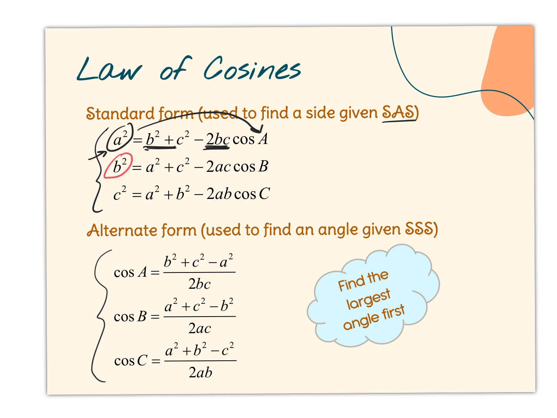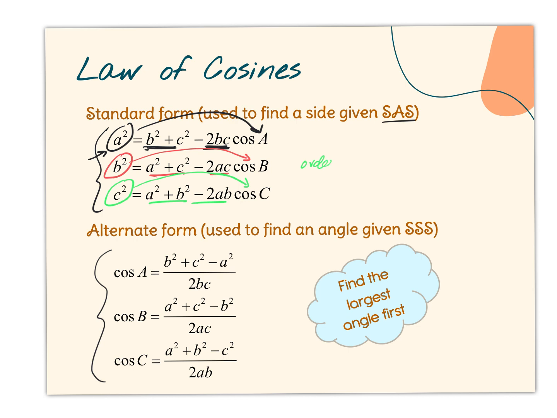So if this is b squared, it's going to be the cosine of angle B, and in here I'm going to use a and c because those are not included. And again here, if I have side c squared, I'm going to focus on the cosine of C. And what's not included in C? A and B. So A and B are going to be these parts.